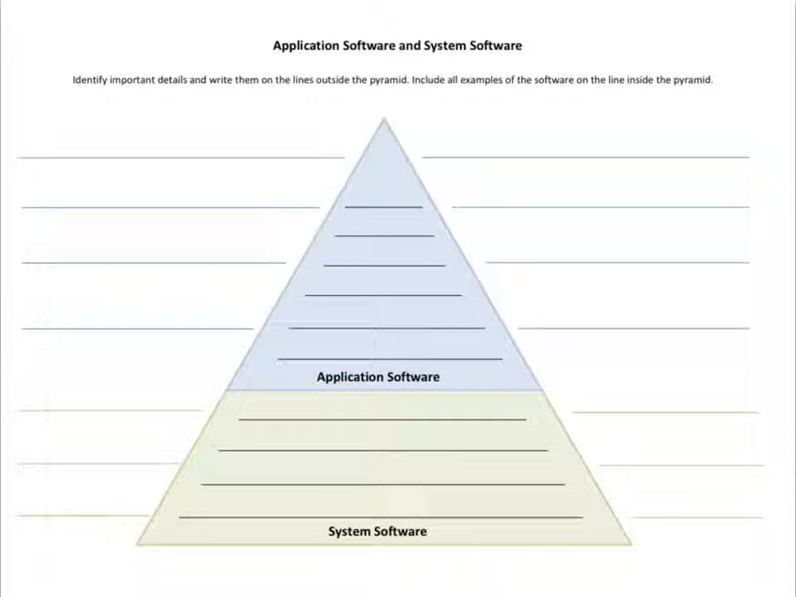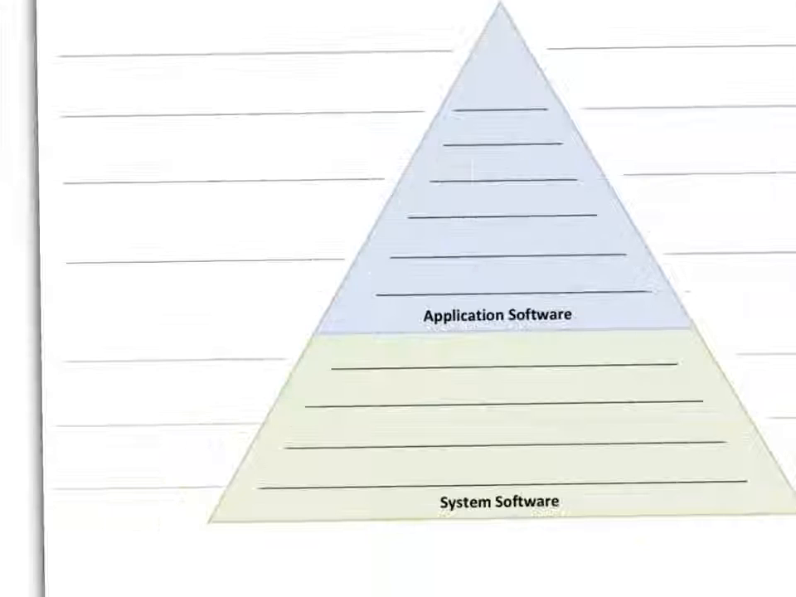Okay, so we talked about how we need system software on our computer. All right? And application software kind of sits on top of the system software. So what I want you to do is break up into your groups, and the directions say, identify important details and write them on the lines outside of the pyramid. Include examples of the software on the line inside of the pyramid. Okay? So when I say examples, I mean like Word or iOS 7, things like that. To perform useful tasks beyond the running of the computer itself.